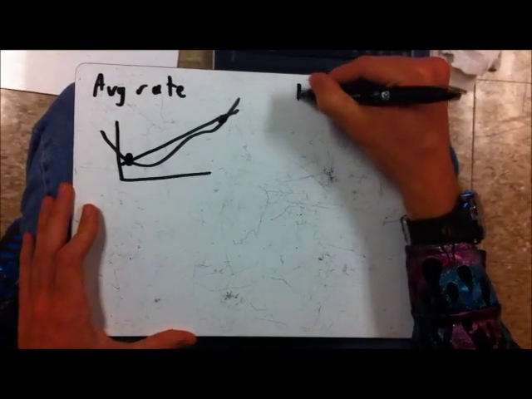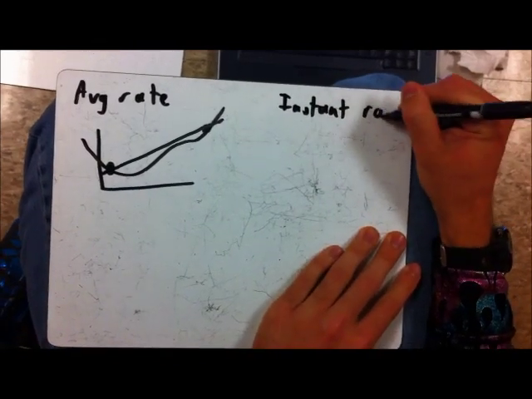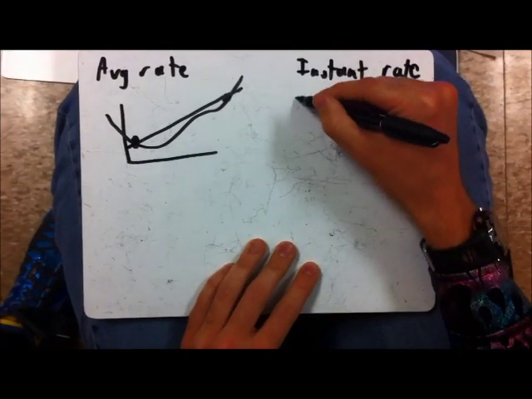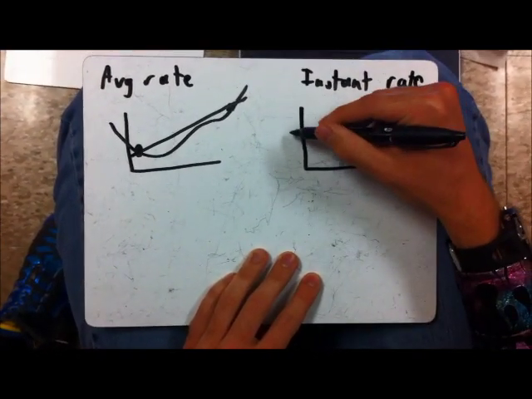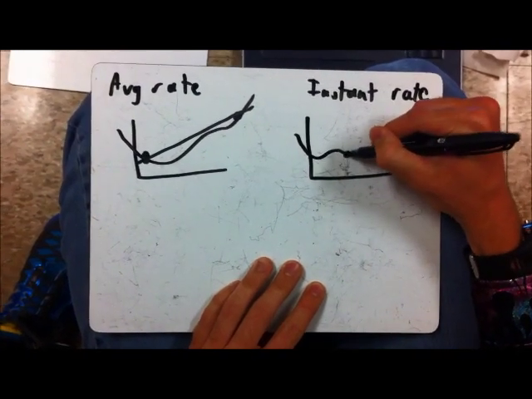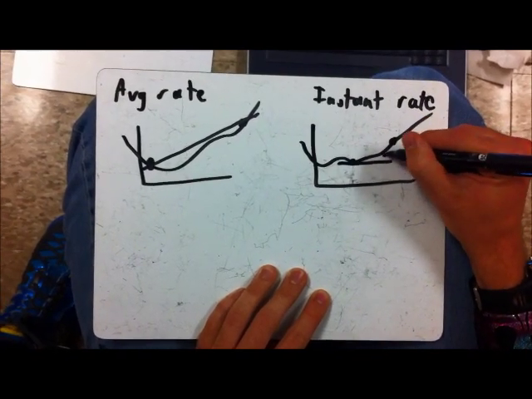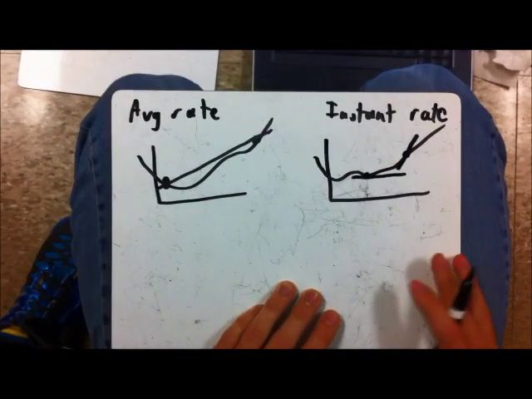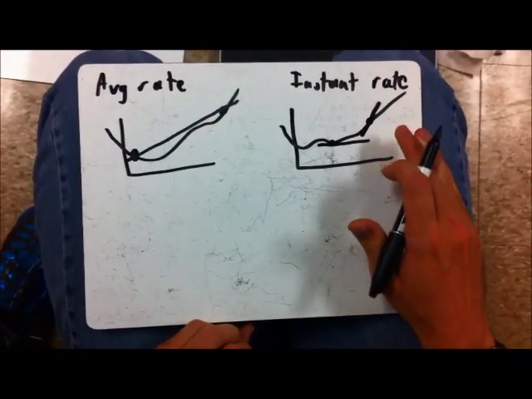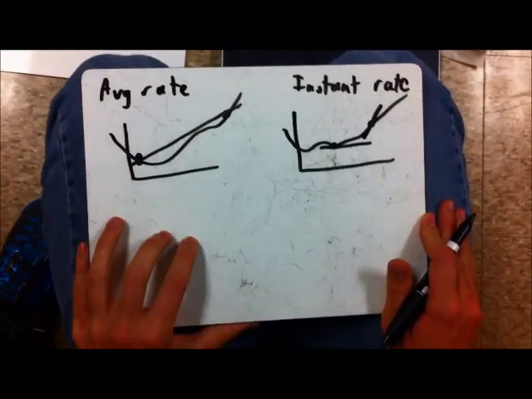The instantaneous rate of change is the slope of a tangent line to a single point. So for example, if you have about the same graph, close enough, then the slope of this point is about there, and the slope of this point is about that. And so the instant rate of change is at a certain point, and the average rate of change is over a certain area. Hopefully that's review.